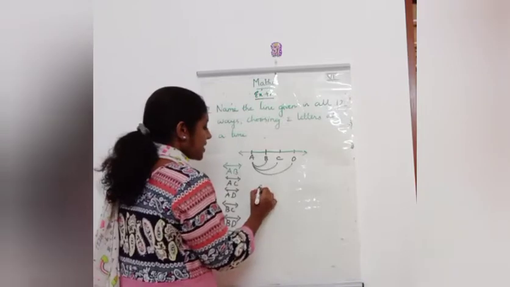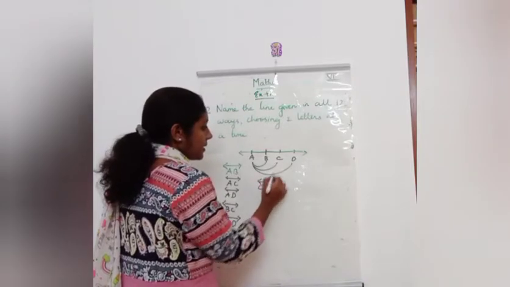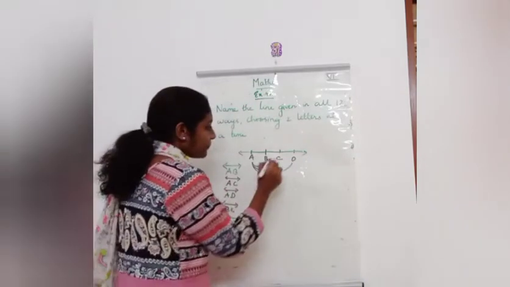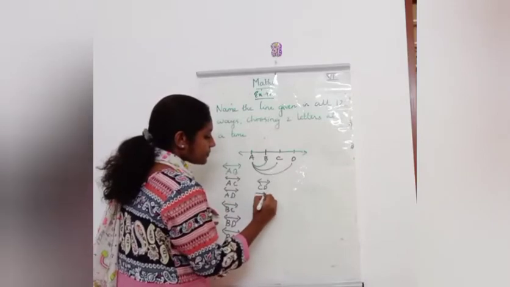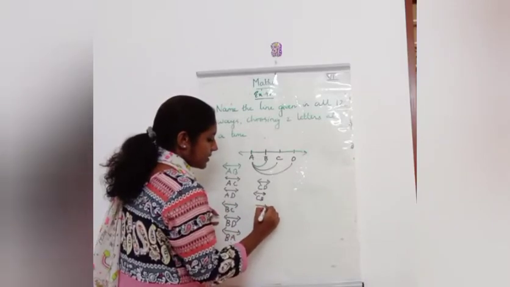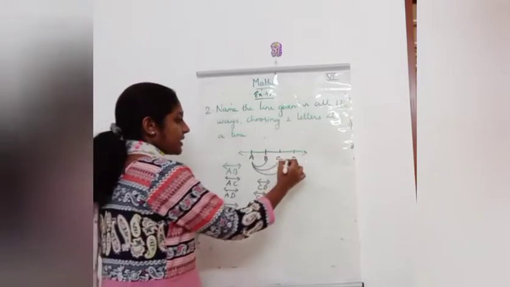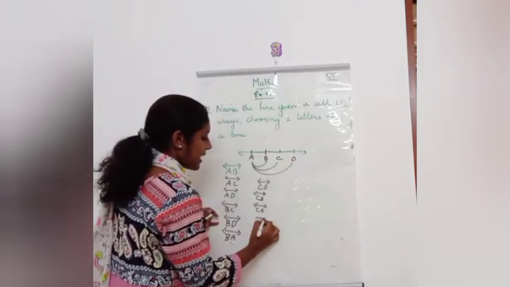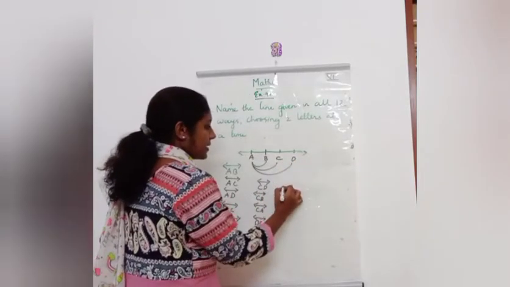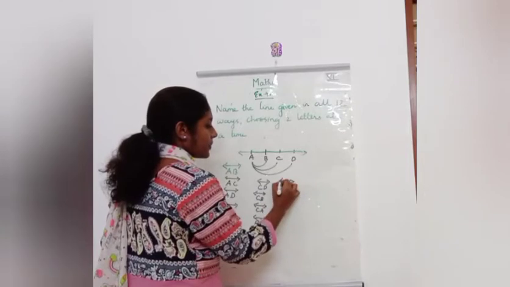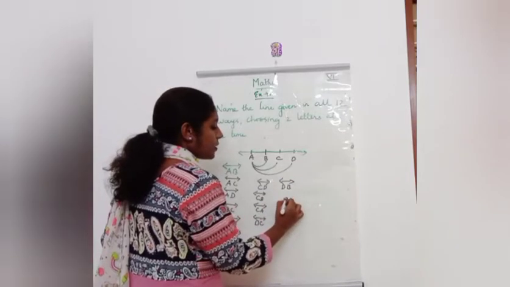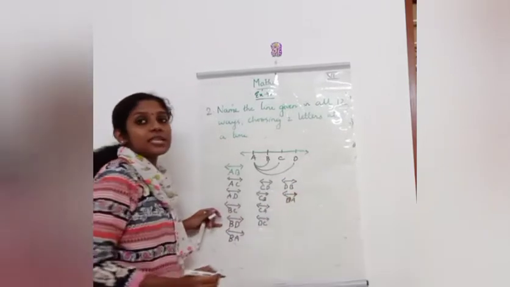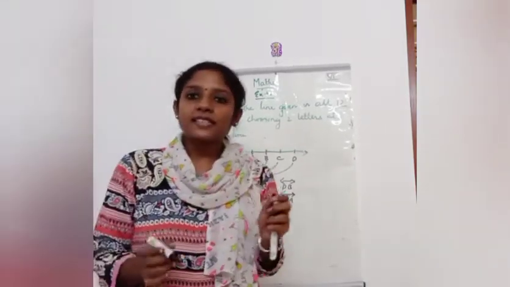Next is C വെച്ചിട്ടുള്ള, CD is a line. Sorry, CB is a line, CA is also a line. Then you can do with D. DC is a line, DB is a line, and DA is also a line. Okay, so these are the all possible 12 ways to write.